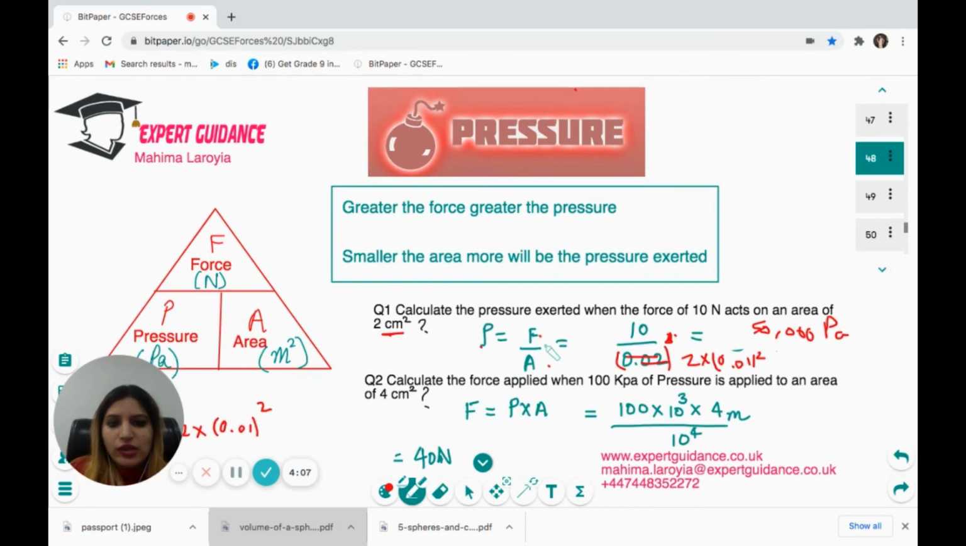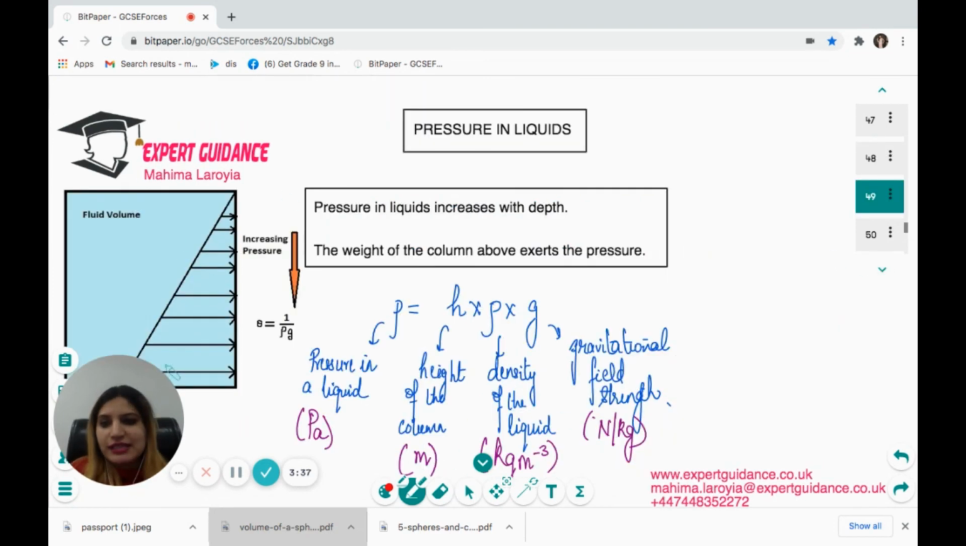For the first question, we do force over area. Force is 10 newtons and area 2 centimeters squared is 2 times 0.01 squared. And the pressure would be 50,000 pascals. For the second question, the 100 kilopascals would be 100 times 10 to the power 3 pascals times the area, which is 4 centimeters squared. To convert it into meters squared, we need to divide by 10 to the power 4. And when we do that, we'll get the answer 40 newtons. So I hope this is clear to you.